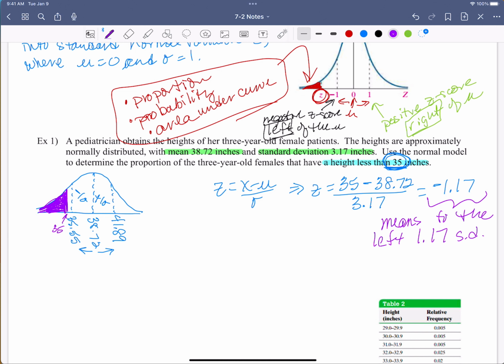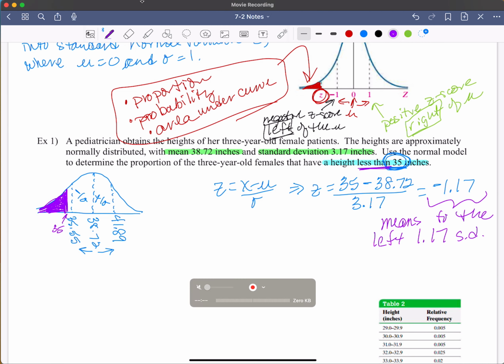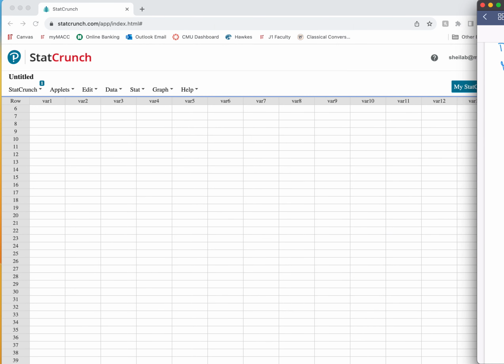That's what that means. All right. And I know that this says less than. So whenever we're going to do the actual calculations of what the proportion is in StatCrunch, this is going to help us understand what's going on here. Okay, so I'm going to scoot over my notes. Hang on to yours and we're going to look in StatCrunch.